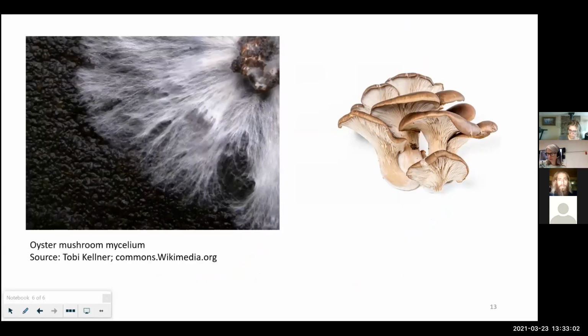And so here's kind of a real life example here. What you see on the right is an oyster mushroom. I was at the grocery store last night and I saw that they were selling these beautiful oyster mushrooms. And what you buy really only represents a really small and really temporary fragment of the organism. Okay, so the main body of this organism, in fact, is the mycelium.